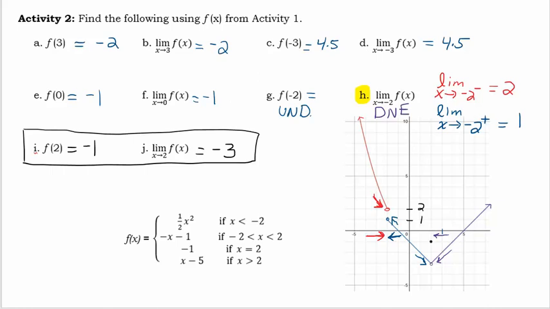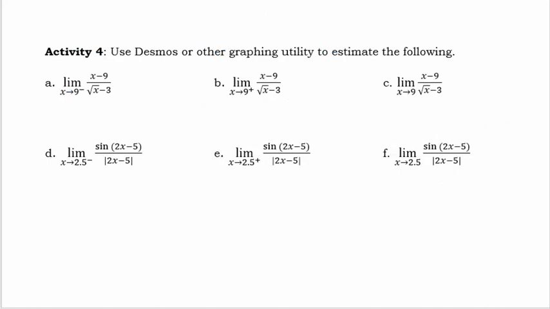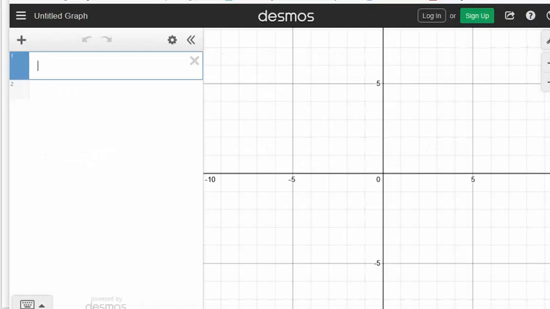Alrighty. So the last little activity we're going to do here is to evaluate some tougher limits by using Desmos to help us out. So I'm going to get you guys started on A, B, and C, and then have you mess around with D, E, and F. So the first thing we want to do is go to Desmos and graph this function, x minus 9 over square root x minus 3.